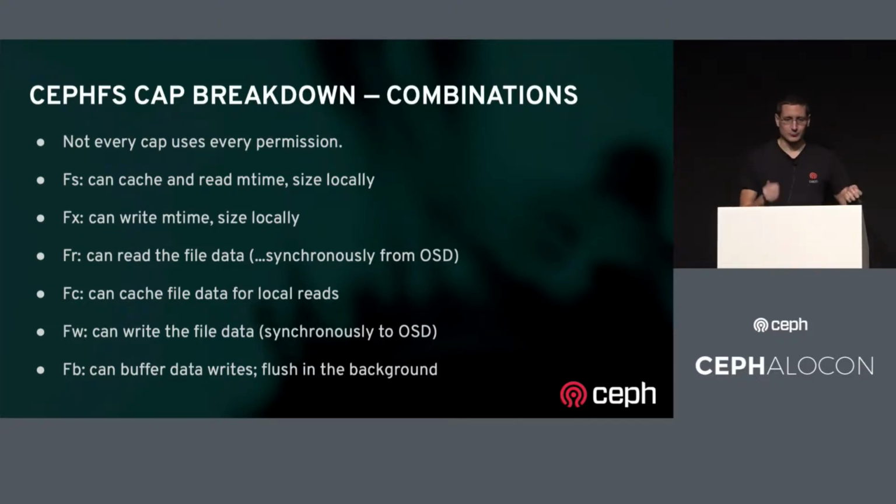Then the read cap means that you can read the file data, but it's very specific. The read cap means that you are allowed to send requests off to the OSD to read data out of the OSD. You are not allowed to cache it with the read cap. You need the separate cache bit for that. The reason they're separated is because you might have another client that is doing writes. And so you need to know whether or not you're allowed to cache the data, or if that might make it inconsistent.